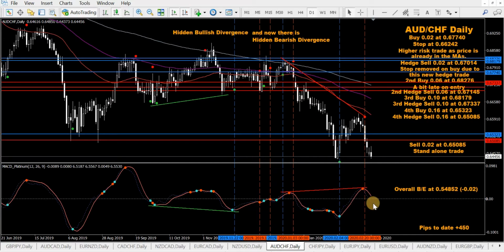Once the MACD Platinum goes through the zero level, I'll try looking at a bit of profit. We come to a support level down here at the moment. Again, it's not a fast moving pair, and I'll try and work my way out of these other trades. That's the Aussie Swiss.